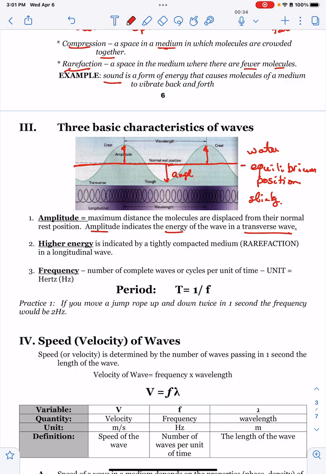Higher energy is indicated by a tightly compacted medium. So this is tightly compacted. Tightly compacted means higher energy. Higher energy is also related to amplitude.